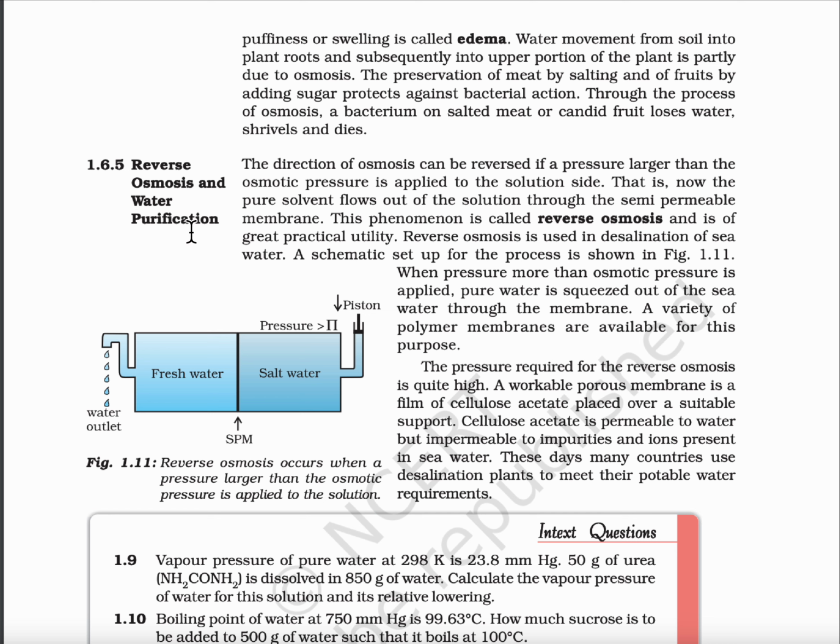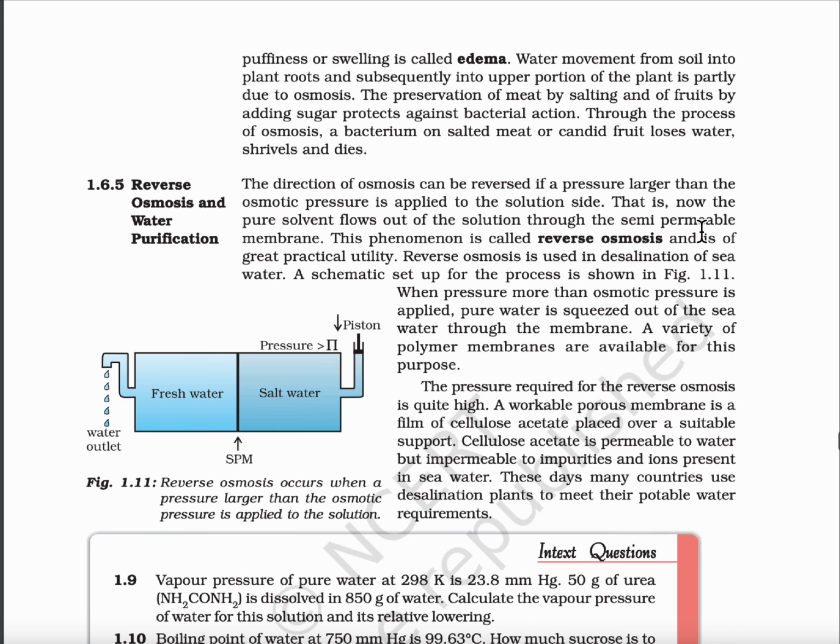Reverse osmosis, that we would have heard many times, RO, that is reverse osmosis. The direction of osmosis can be reversed if a pressure larger than the osmotic pressure is applied to the solution side. That is, now the pure solvent flows out of the solution through the semi-permeable membrane. This phenomenon is called reverse osmosis and is of great practical utility. So we know that osmosis is nothing but flow of solvent from its side to the solution, that is from lower concentration to higher concentration, or from dilute side to concentrated side, through a semi-permeable membrane.